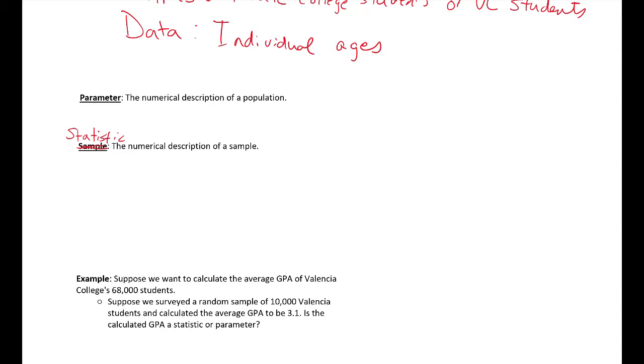So a very easy way for you to know which goes with which is a little bit of alliteration. Just match up the letters. Parameter starts with a P, population starts with a P. Statistic starts with an S, so does sample.